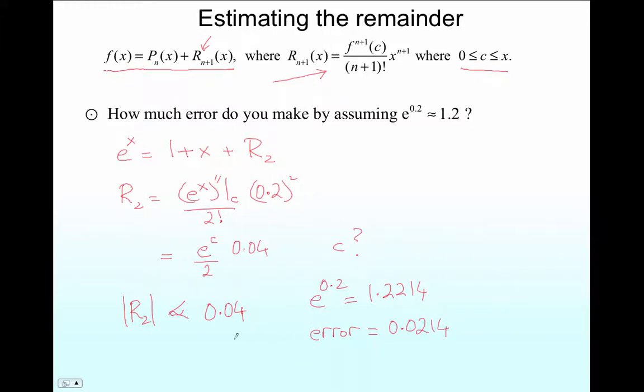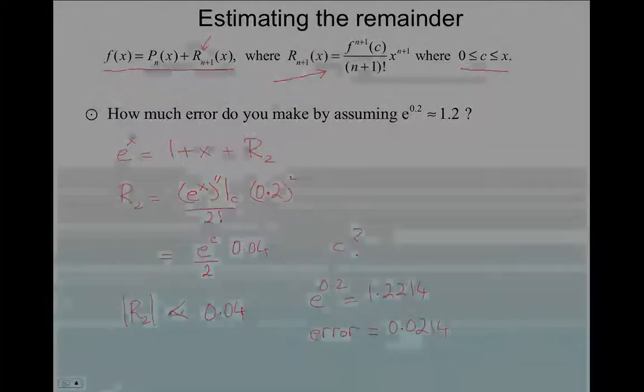0.0214. And that's fine. I estimated that the error is going to be less than 4%, whereas actually the error is 2%. And for a rough calculation, that's perfectly fine.